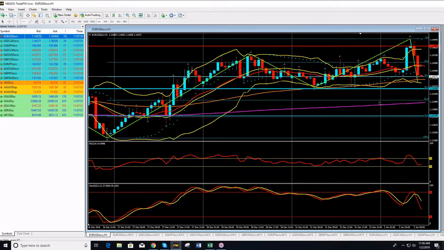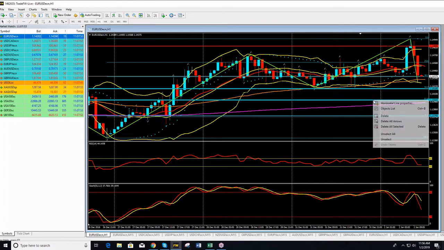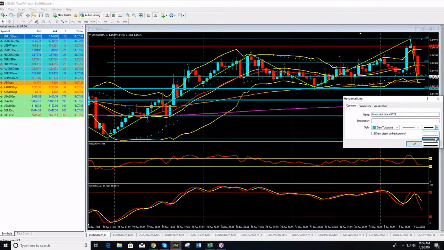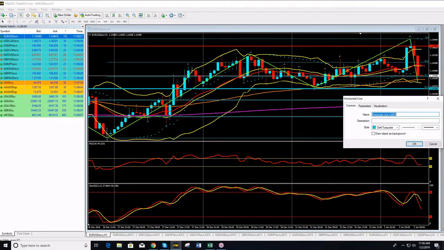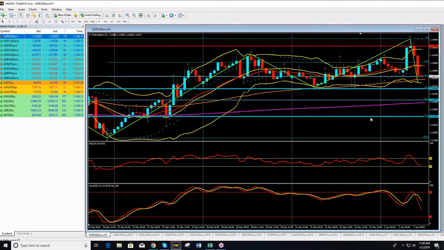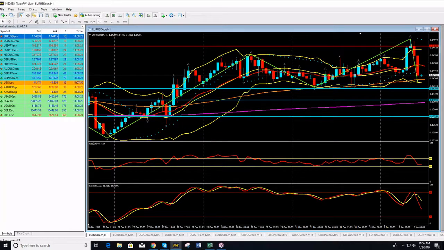Moreover, I need to mark the 61.8, but since it is alone, I will keep the weight of the line normal, okay? And moreover, I have a clustering at 78.6 of the Fibonacci levels, so I will discount that to the downside. I will put it at 113.75, and I will increase the thickness of the line to double weight so that I know that there is a clustering between these two levels. So that's all about Fibonacci retracement levels.